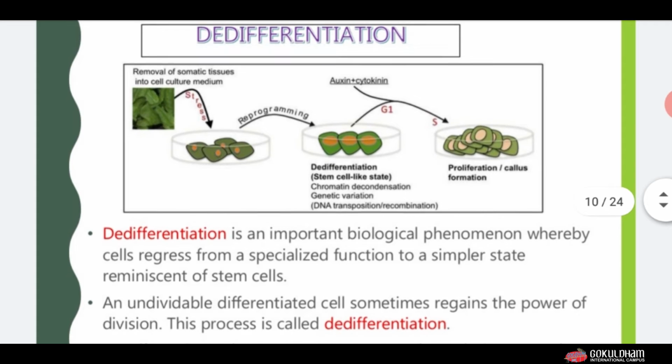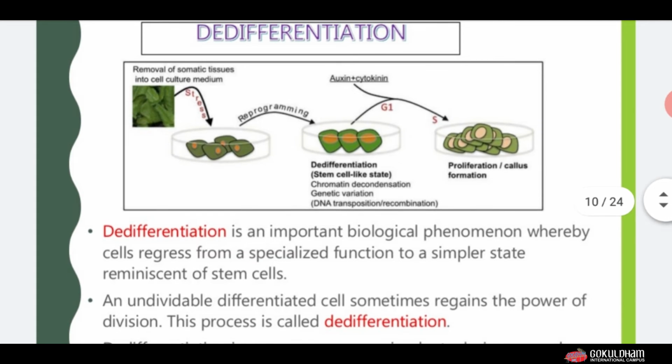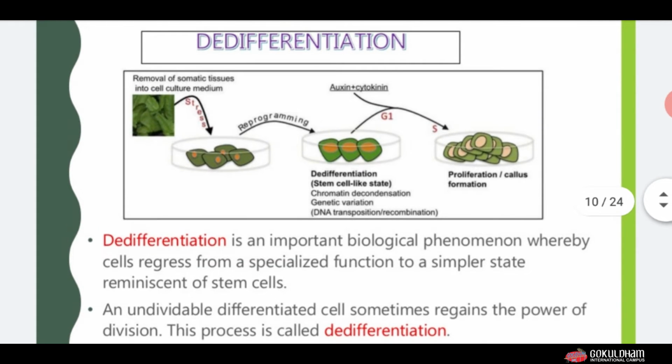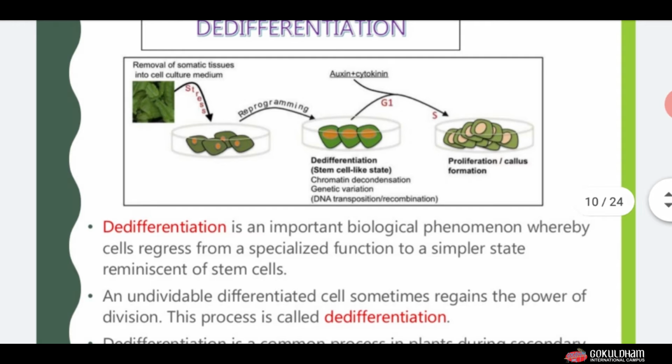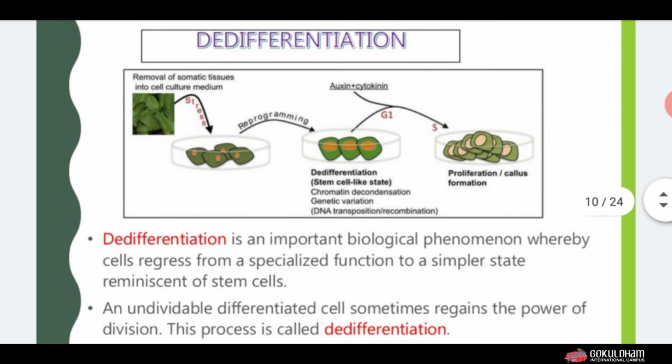Now let us see what is dedifferentiation. Dedifferentiation is an important biological phenomenon whereby cells regress from the specialized function to a similar state of function like a stem cell. It means in dedifferentiation, a differentiated cell is converted again into a meristematic cell, and it gains the ability to redivide. This process is known as de-differentiation.